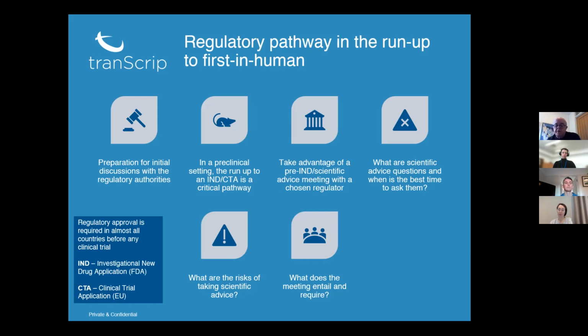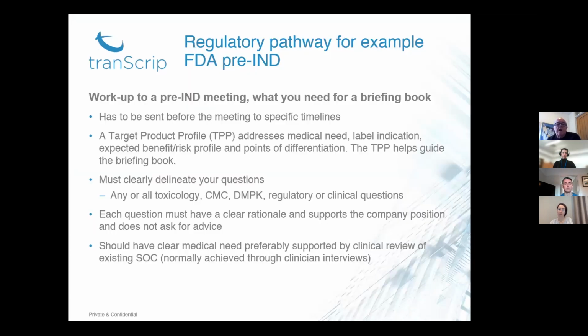So what do you need to put in place? I'm just using the FDA as an example here, but there are some commonalities with what the EMA would look for. The regulatory meeting you're going to for the pre-IND meeting would then report into the EMA if required.